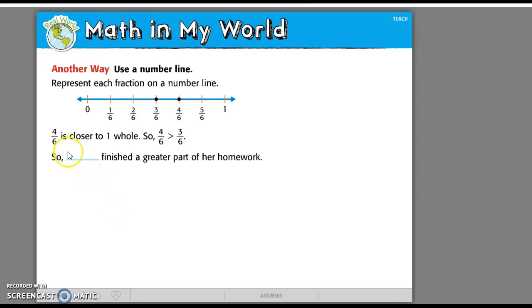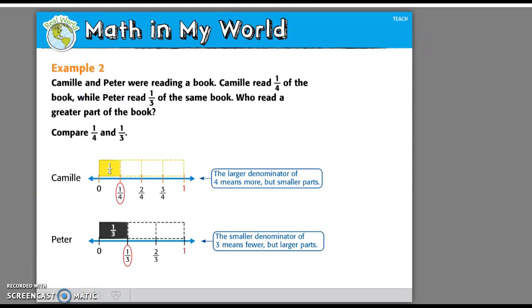So Yuki, I'm going to write her name here, finished a greater part of her homework. Thank you for your patience as I try to write with my mouse. All right, so that finishes example 1. Let's move on to example number 2.